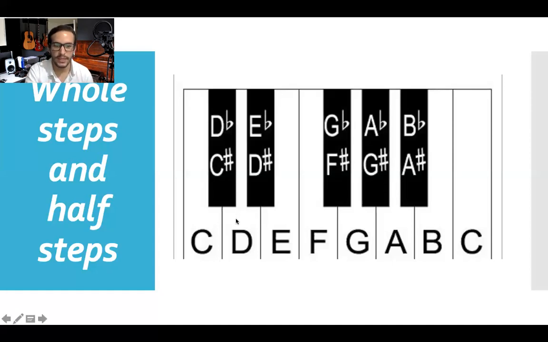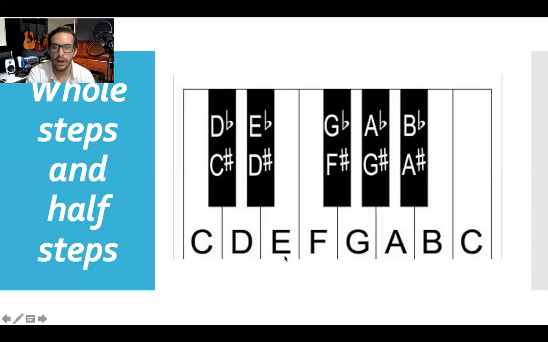So again, let's do another one. Let's say we're here, D sharp, okay? So if I say, what note is a whole step away from D sharp? We go one note to E, and one note to F. So F is a whole step away from D sharp.